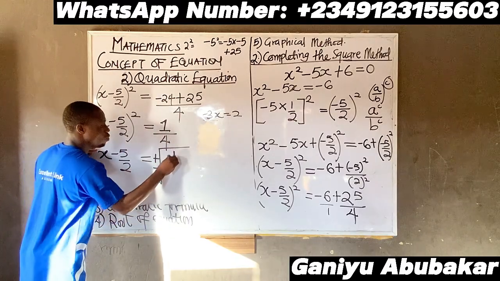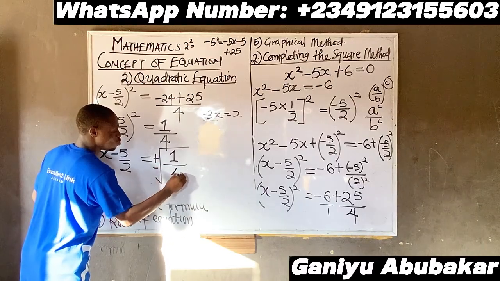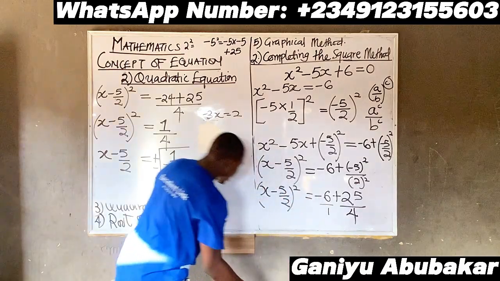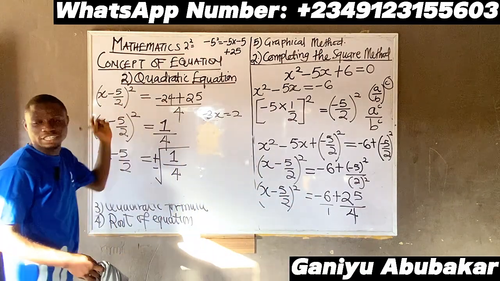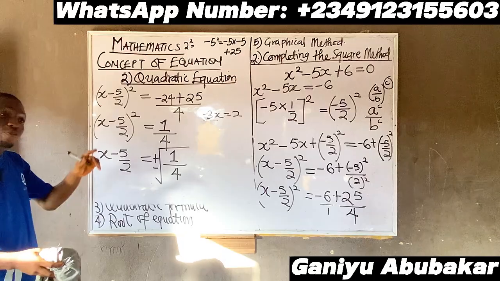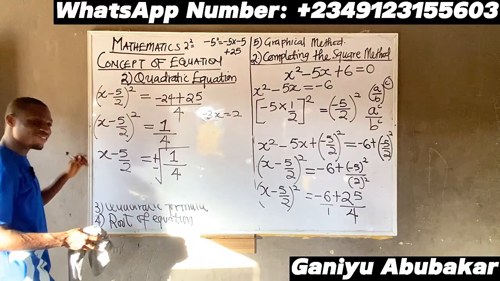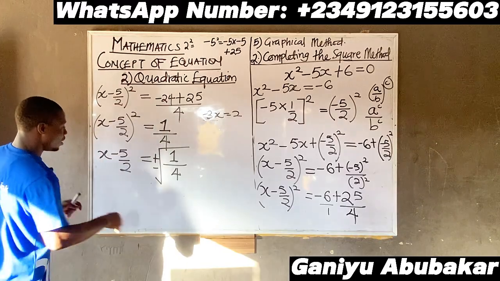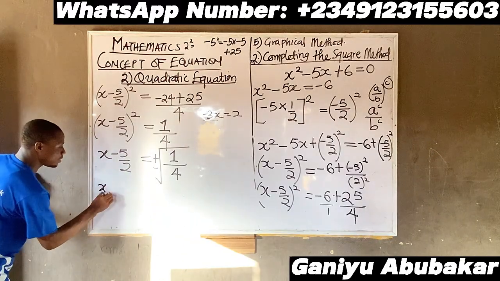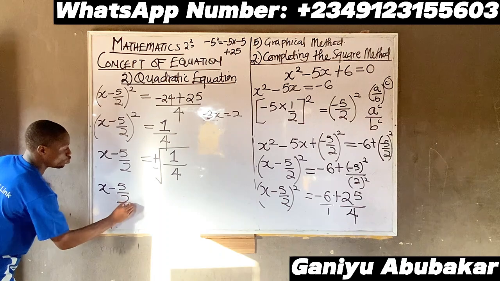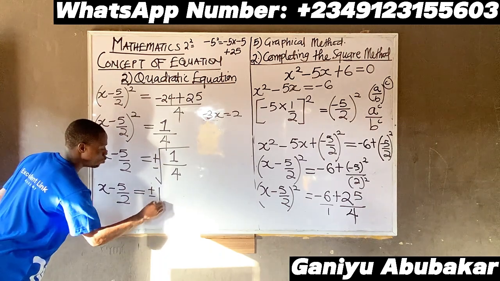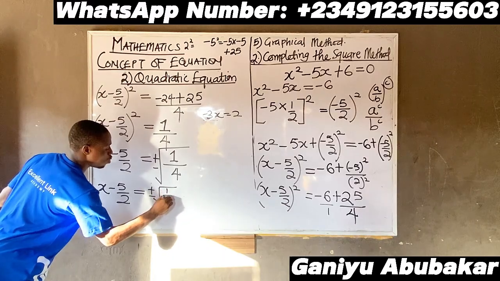What do I have here? 1 over 4 over 4. Is that good? I know the easiest method to use is the first method. That's the easiest method, but sometimes it doesn't work out. Alright, what's next here? That gives you x plus 5 over 2 equal to plus or minus root 1 over 4.